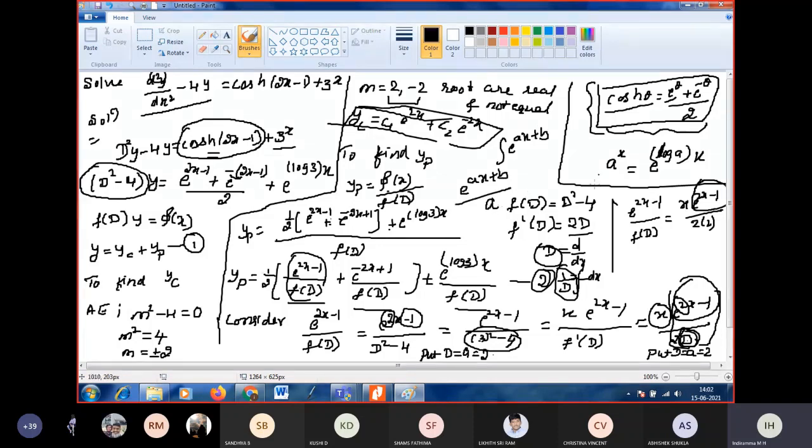As I told you, 1 over D stands for integration. You can keep x by 2 outside, then integrate e power 2x minus 1 with respect to x, because we have 1 over D. You will get e power 2x minus 1 by 2 only. Both are the same. So put D equal to a. Don't bother about that integration, that will come later. So now our answer is x into e power 2x minus 1 by 4.